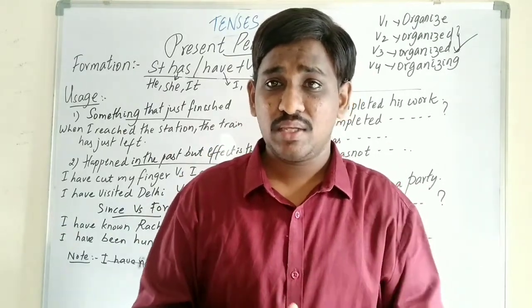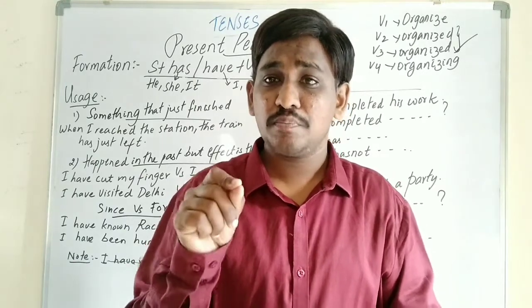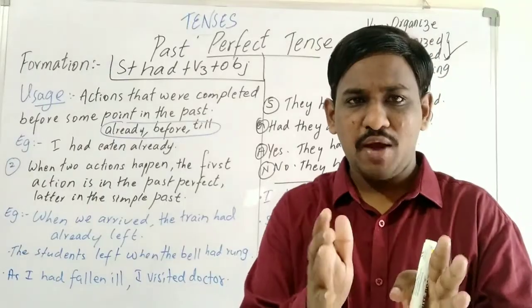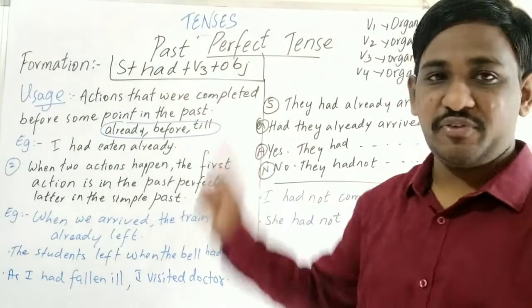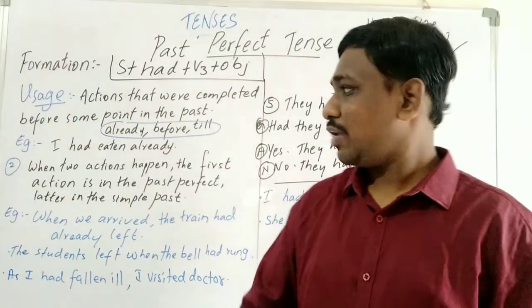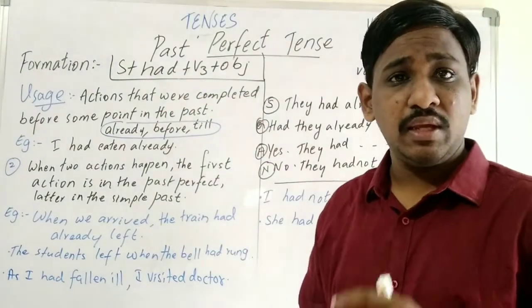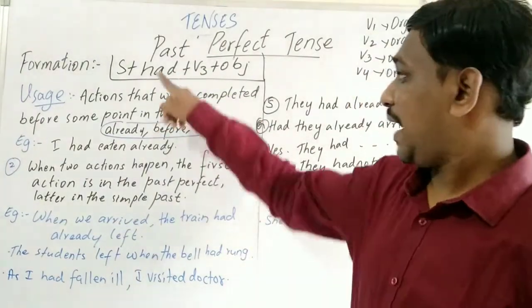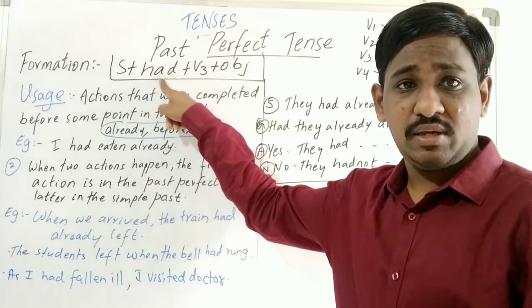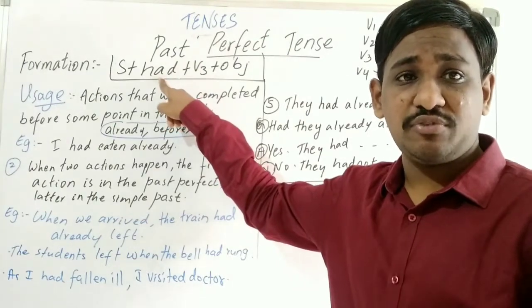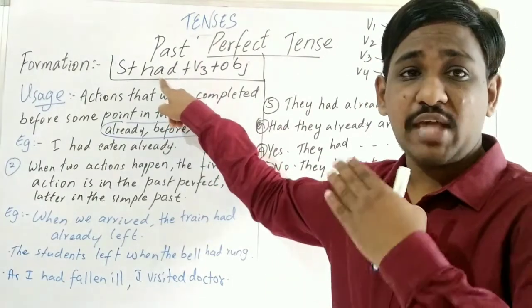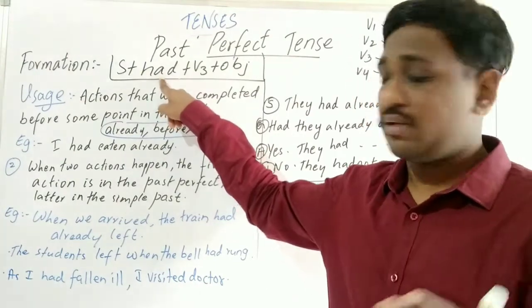So that is it. So this is present perfect tense. Now it's past perfect tense. So let us see the formation. Subject plus had plus V3 plus object. In the present perfect, we had either have or has. Here only had. So there is no confusion which one to use. So you can use had for all.